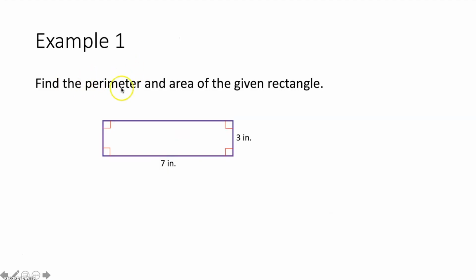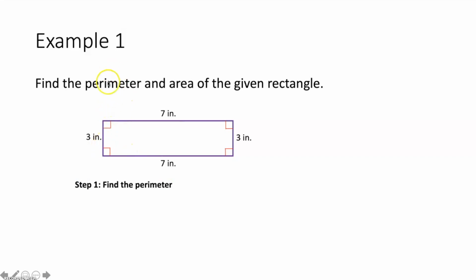Example time. Now example 1 says find the perimeter and area of the given rectangle. So the first thing we're going to do is find the perimeter. Now remember, this is a rectangle, meaning it's also a parallelogram. And we know in a parallelogram, opposite sides must be congruent. So if this side is 7 inches, this side must also be 7 inches. If this side is 3 inches, this side must also be 3 inches.